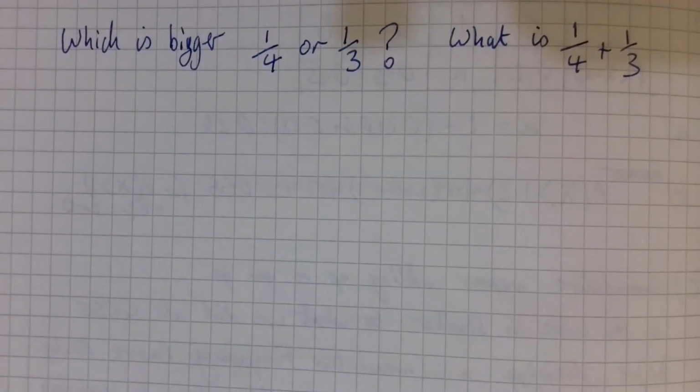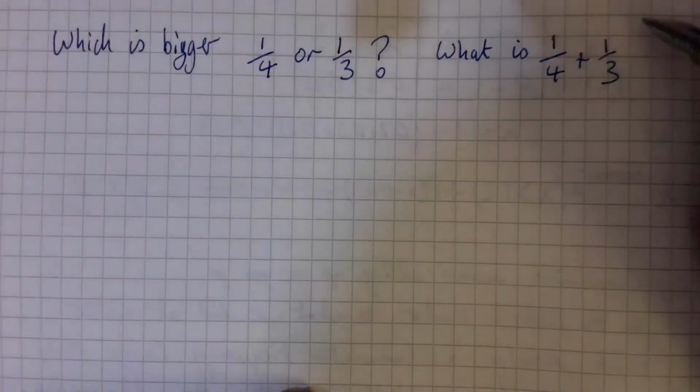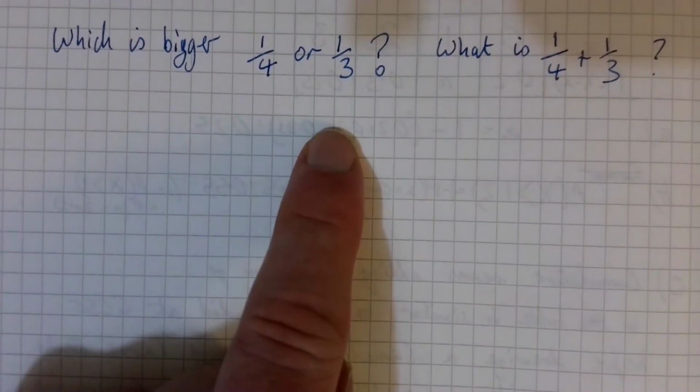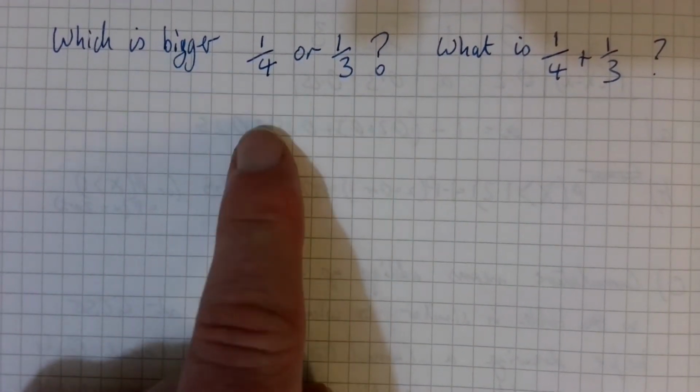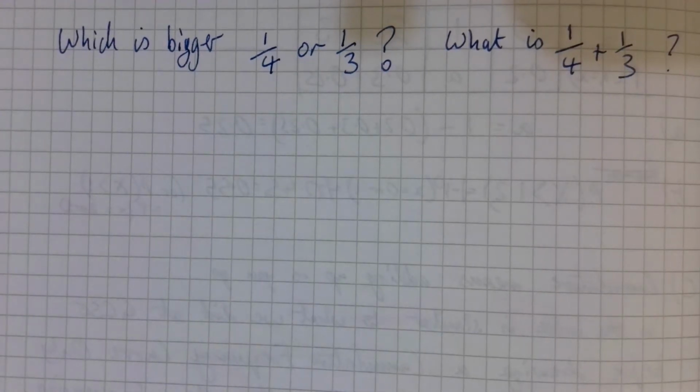Right, here's our follow-up question. Write this down. Which is bigger, a quarter or a third? You might think you know that if you cut things up into quarters, they're smaller than thirds, aren't they? Because there's 4 of them as opposed to 3, and they add up to the same thing. But then, what is a quarter plus a third? So I don't only want to know which is bigger, I want to know how much bigger a third is than a quarter.